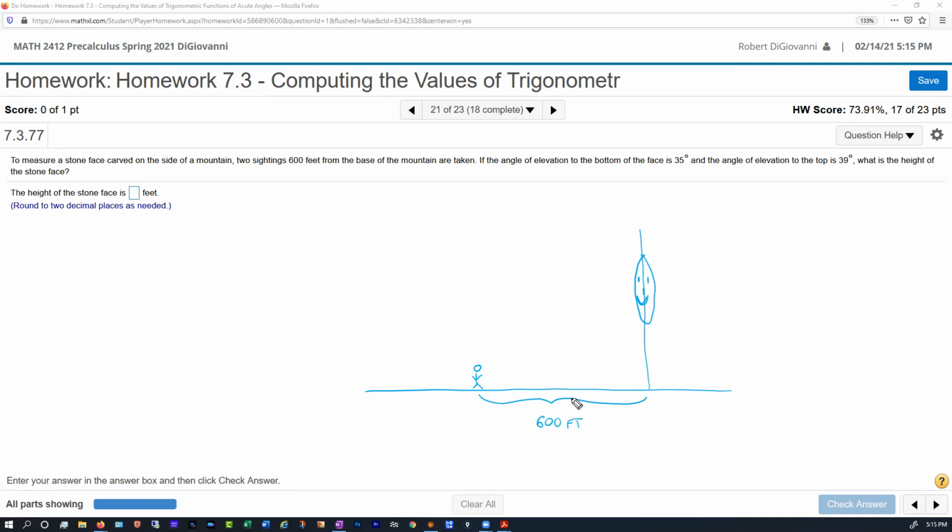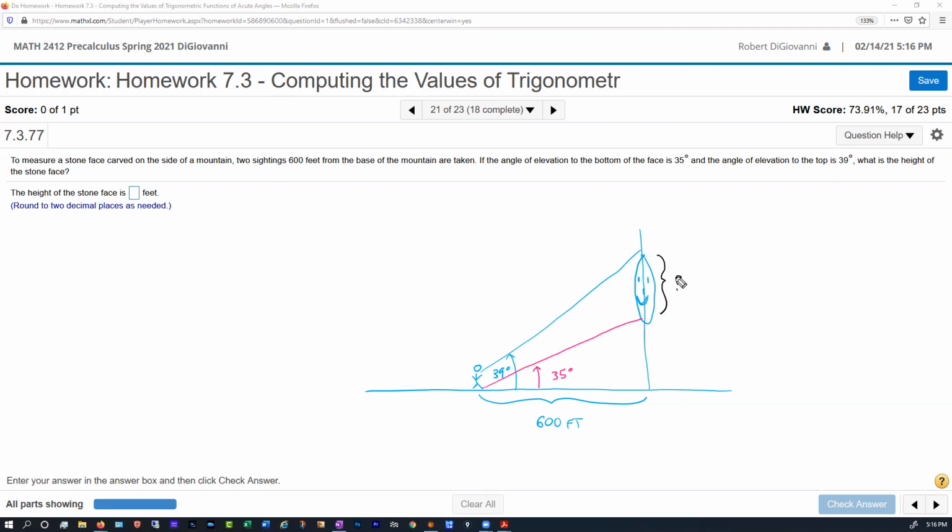And we measure that the angle from here to here, that's the top one, is 39 degrees. That's from here to here. But then when we do the angle going from here to here, the bottom, we get that angle is 35 degrees. And so what they would like to know is what is the height of the stone face? So they want to know, what is this distance right here?